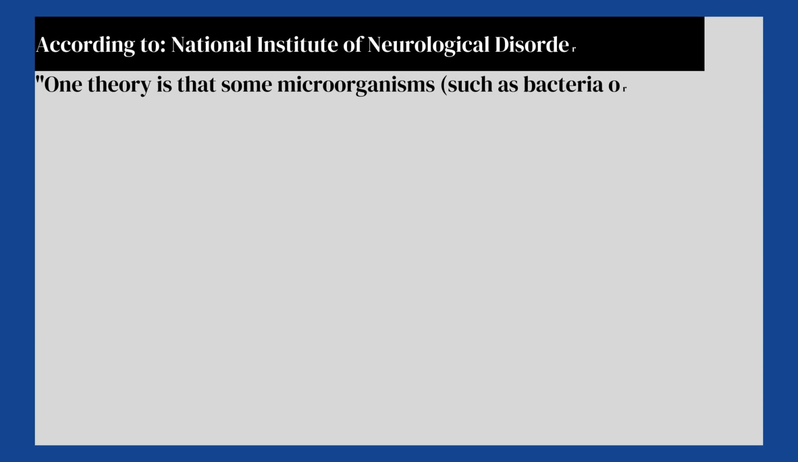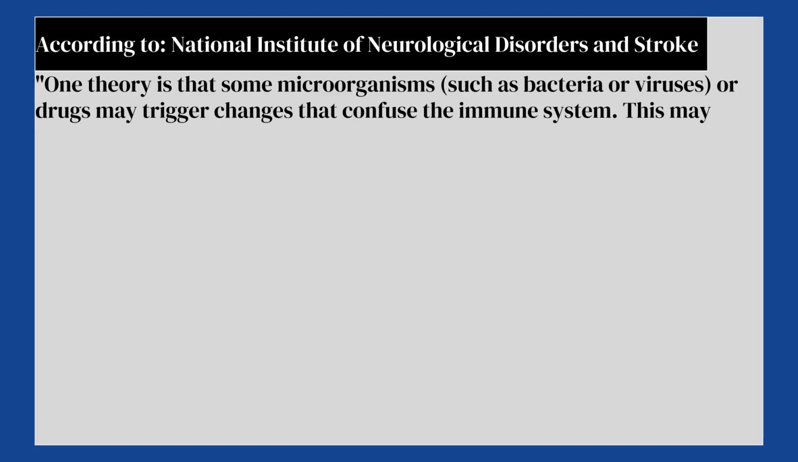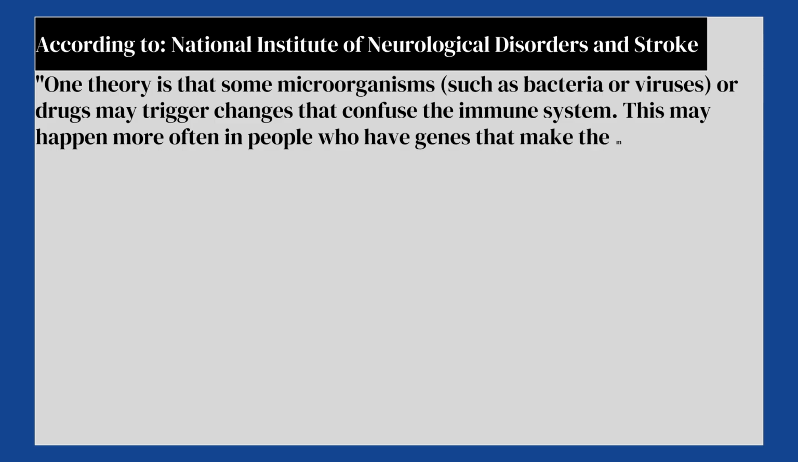So why does multiple sclerosis happen? We don't know. We don't really know. There are multiple theories. According to Medline Plus, quote, one theory is that microorganisms such as bacteria or viruses or drugs may trigger changes that confuse the immune system. This may happen more often in people who have genes that make them more prone to autoimmune disorders, end quote. However, again, this is only a theory.